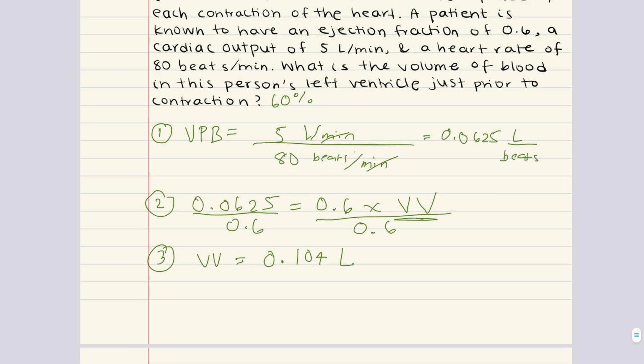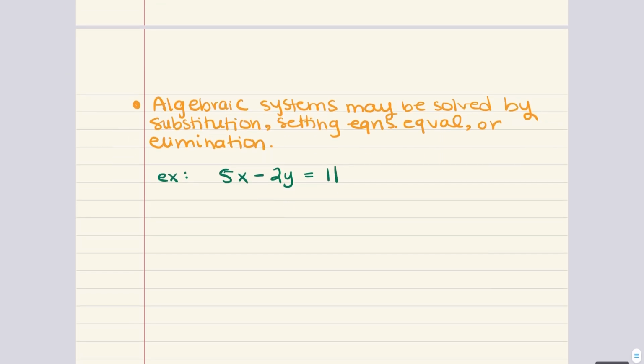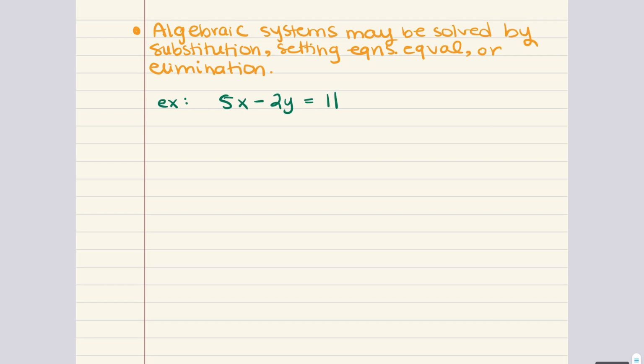And with that, we've solved this problem, and we can move into our last topic, which is algebraic systems. Algebraic systems refer to situations where you are solving for multiple variables that satisfy two or more equations simultaneously. The goal is to find the values of these variables that make all of the equations true. There are 3 common methods for solving algebraic systems. They are substitution, elimination, and setting equations equal to each other.